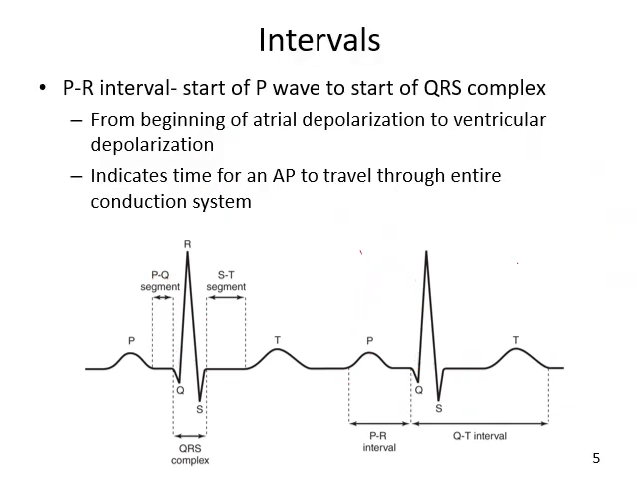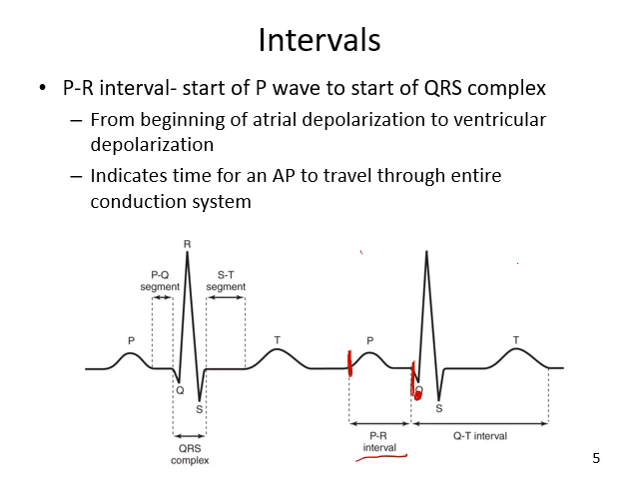So the next thing we think about are these intervals. And again, the intervals are going to have something to do with time. First one is our PR interval. So it's right here at the start of the P wave, basically till the start of the QRS complex. And remember, right in here is where the atria are going to repolarize. We just don't really see it reflected in the EKG.